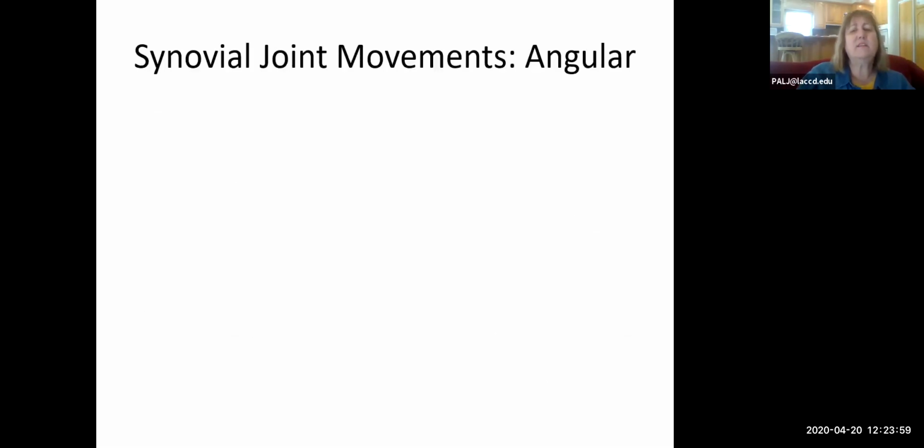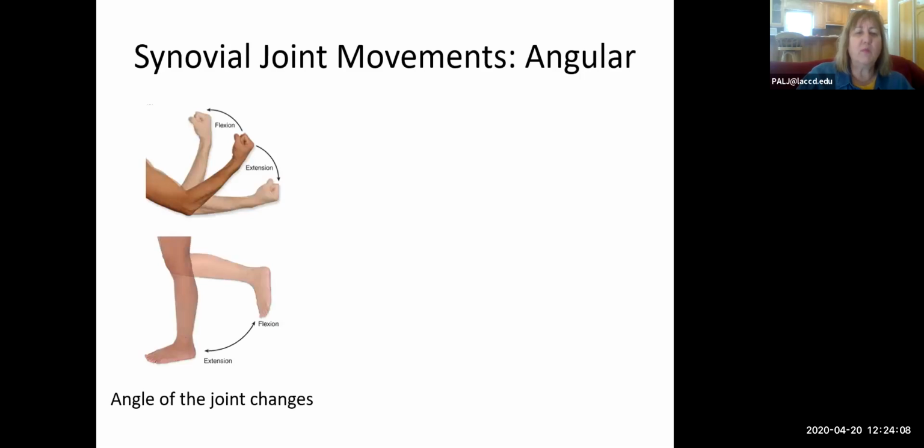So let me talk about the different types of movements in synovial joints and those terms I just talked about. The first one, when the angle of the joint changes: if the insertion of the muscle is moving closer to the origin of the muscle, in other words, the angle of the joint is decreasing, that is flexion. And if it's increasing, the 2 ends are moving further away, that would be extension.